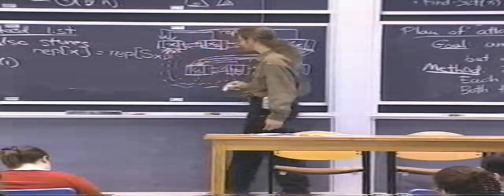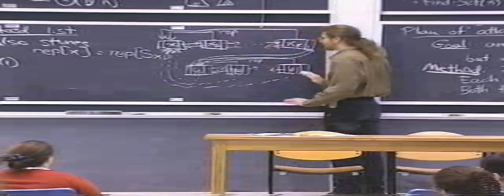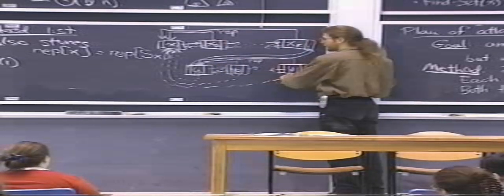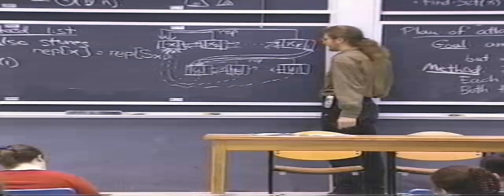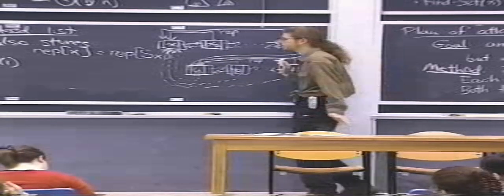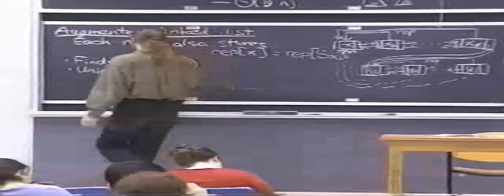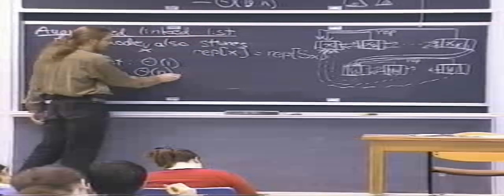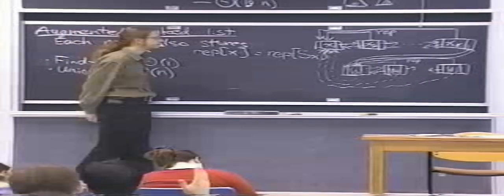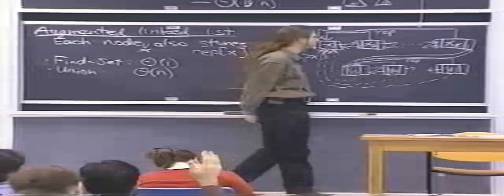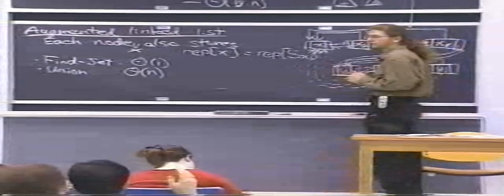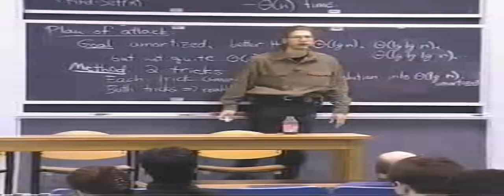This is poor man's color chalk. These are the new pointers. I'm going to erase these ones and replace them with these dotted lines. That's what I need to do. That's just to maintain the augmentation, to maintain this new information. So it takes linear time. Seems easy enough. So that's an easy solution. This is the trivial linear time solution, and now we want to improve it to log.